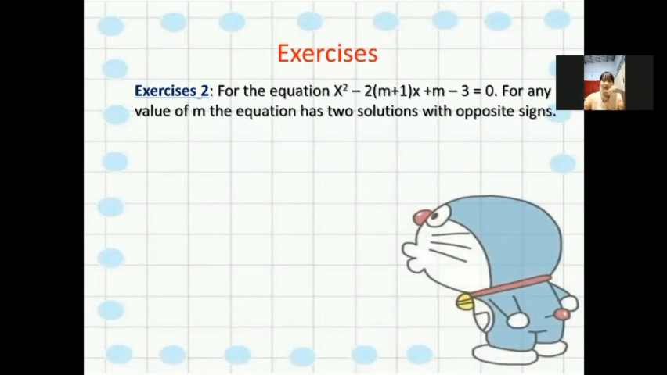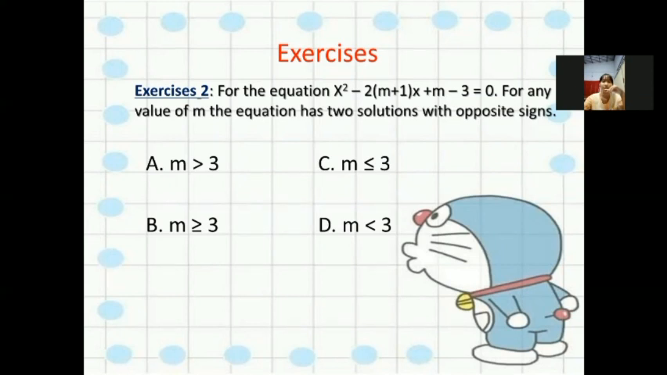Exercise 2. For the equation x squared minus (2m plus 1)x plus m minus 3 equals 0, for any value of m, the equation has two solutions of opposite signs. A, B, C, or D. I invite Phương Uyên. I choose D. That's right.